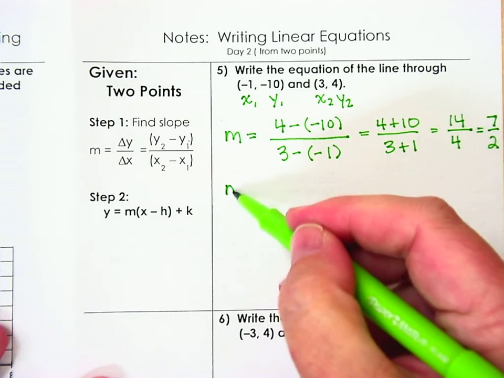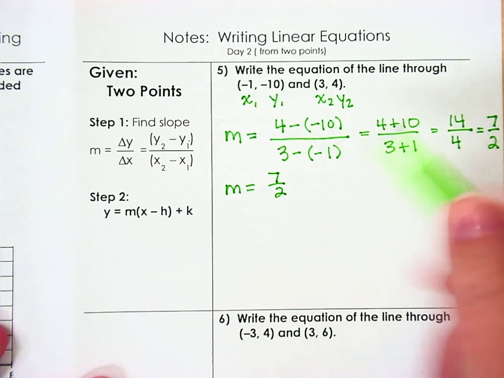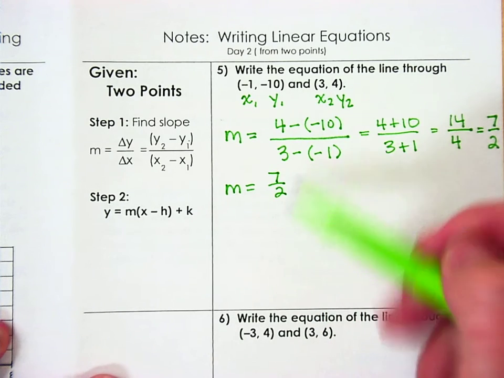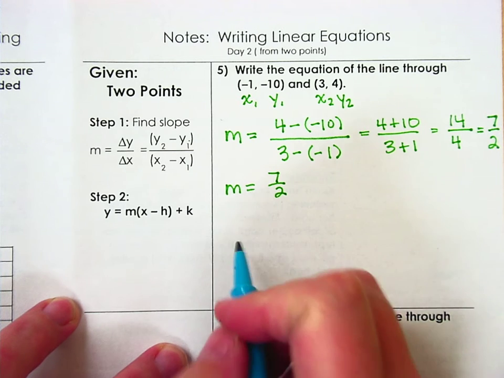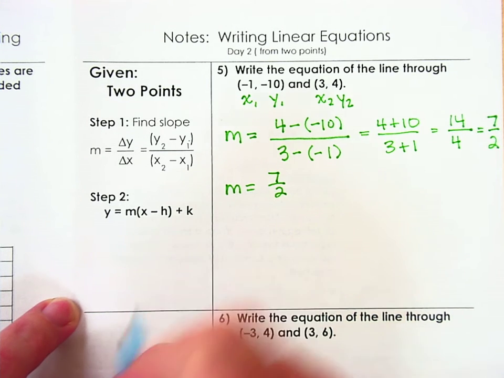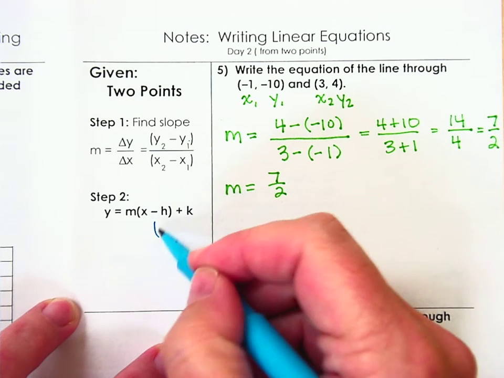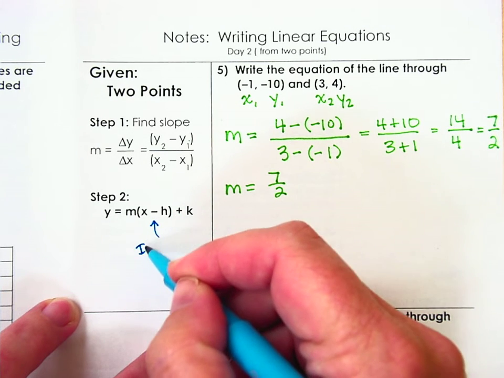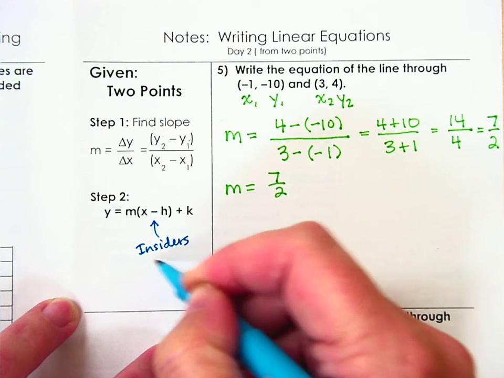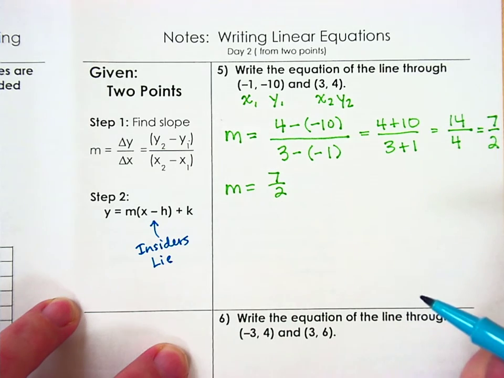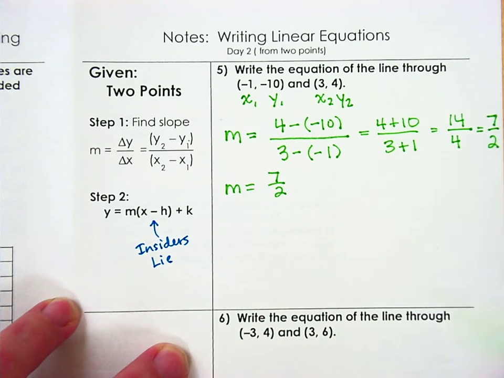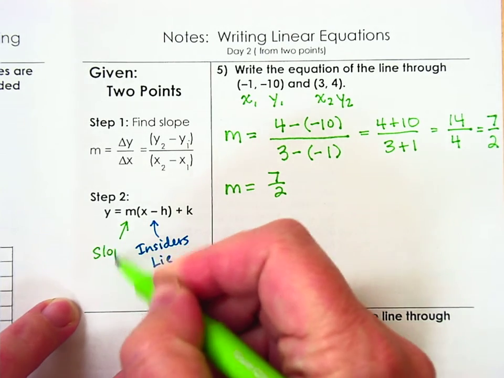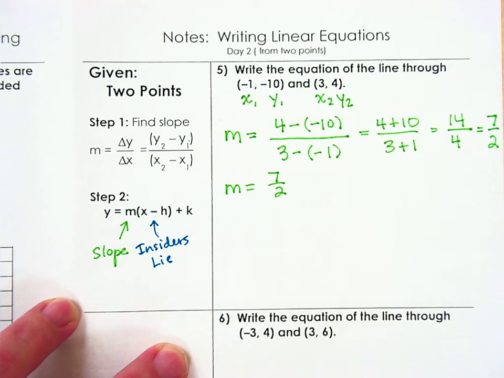Now that I know what my slope is, I can take any one of these ordered pairs and use it to write the equation. So we'll go ahead and write it both ways just so you can see, using both ordered pairs. So I can use point-slope form, and remember, insiders lie. So m represents the slope, and (h, k) is just the point on the line. It doesn't matter which point we choose.